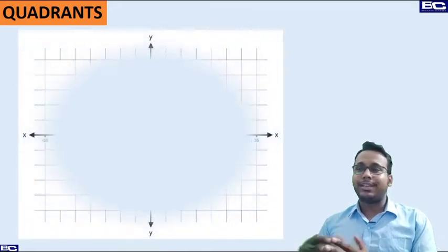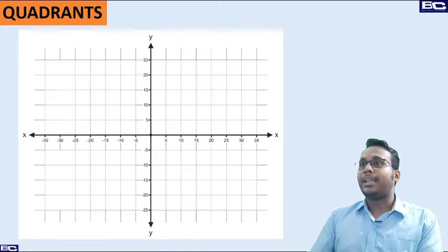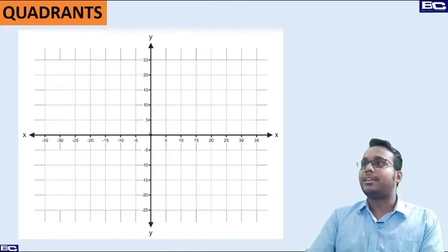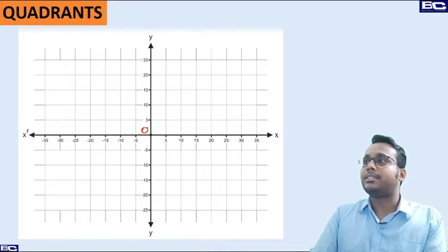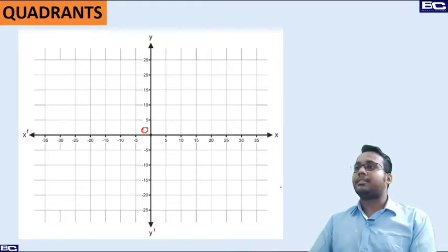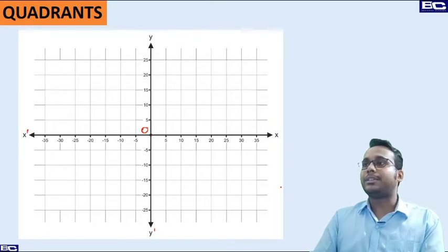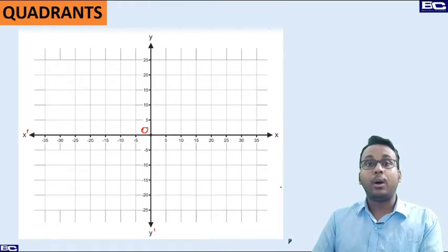So what are quadrants? Let's check it out. The same Cartesian plane I have drawn here, that we did in the previous class. This middle part is the origin, as you know. This horizontal number line is x and x dash, and the vertical number line is y and y dash. So this is a Cartesian plane, or you can say a coordinate plane.